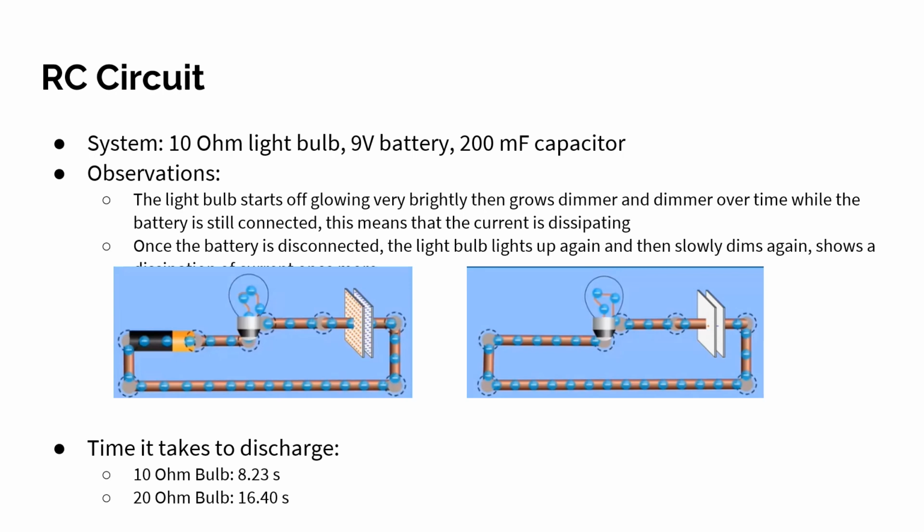For our RC circuit, our system includes a 10 ohm light bulb, a 9 volt battery, and a 200 millifarad capacitor. In our observations of when our system ran, the light bulb starts off glowing very brightly, then slowly grows dimmer and dimmer over time while the battery is still connected, meaning that current is dissipating. Once the battery is disconnected, the light bulb lights up again and slowly dims again, showing a dissipation of current once more. Here is the time it takes to discharge with the 10 ohm bulb versus a 20 ohm.